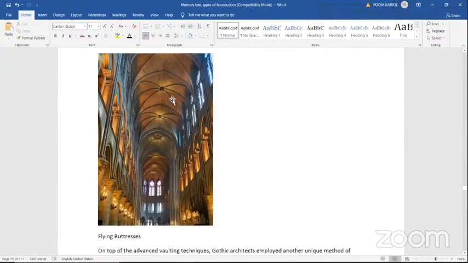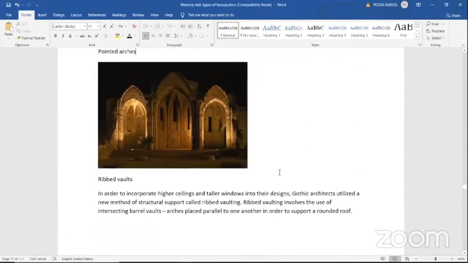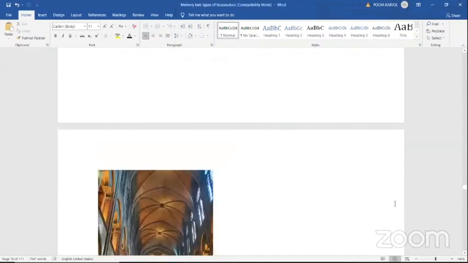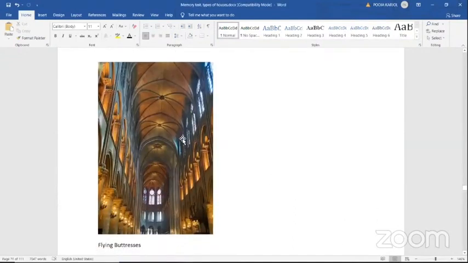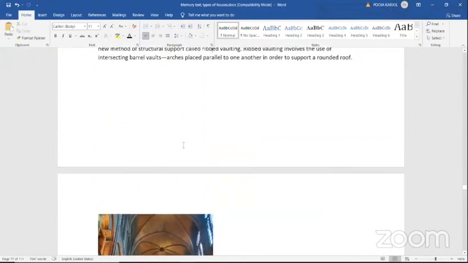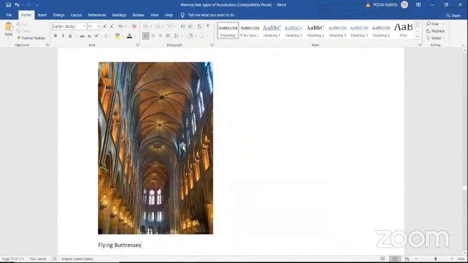Rib vault. From the interior, it looks like this. In order to incorporate higher ceilings and taller windows into the design, Gothic architects utilized a new method of structural support called ribbed vaulting. Ribbed vaulting involves the use of intersecting barrel vaults, arches placed parallel to one another in order to support a rounded roof. Basically, it looks rounded.